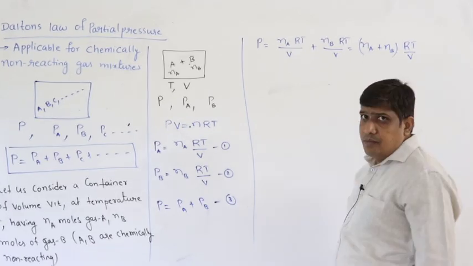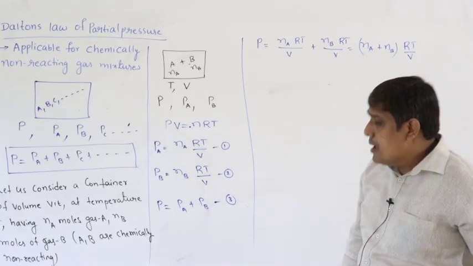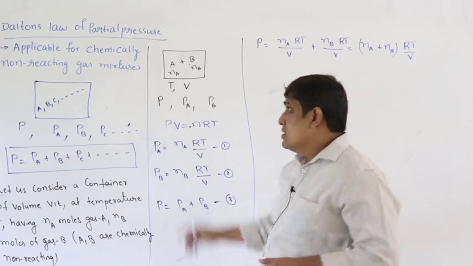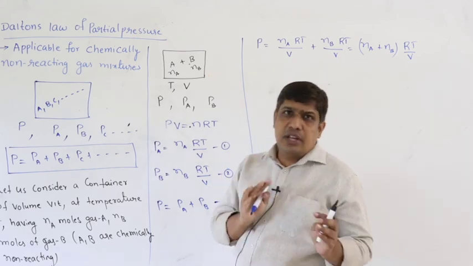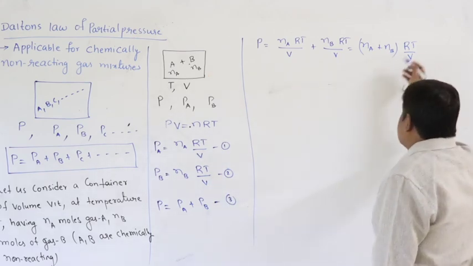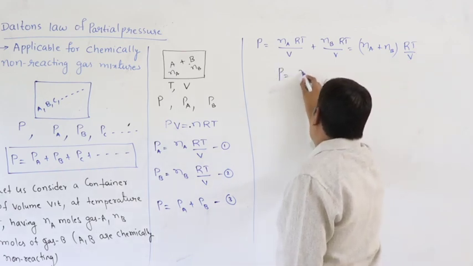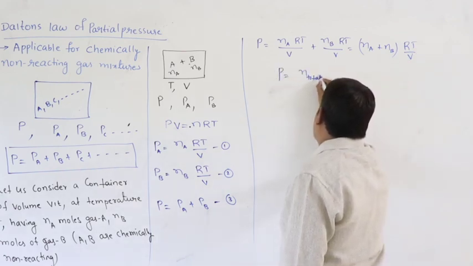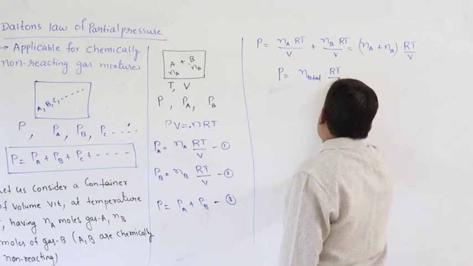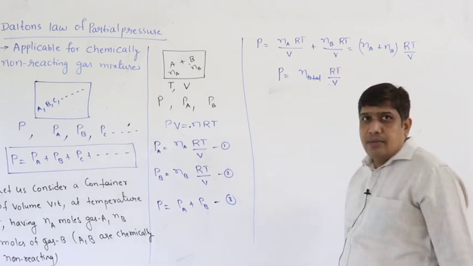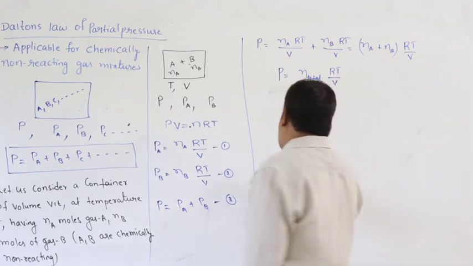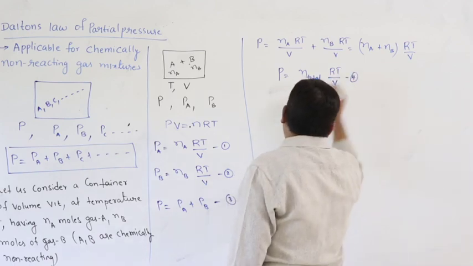What is Na plus Nb? The number of moles of A plus the number of moles of B. Here in this system we are considering only A and B. Therefore, Na plus Nb is nothing but N, the total number of moles of gas, into RT by V. Let us call this equation 4.